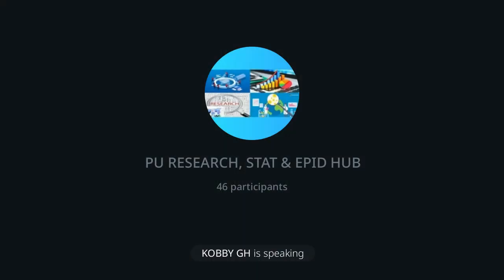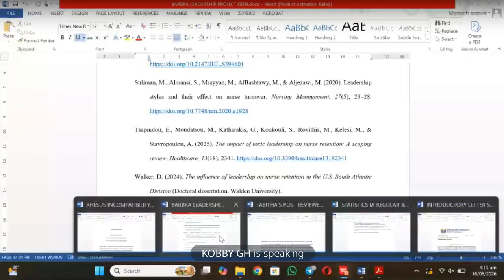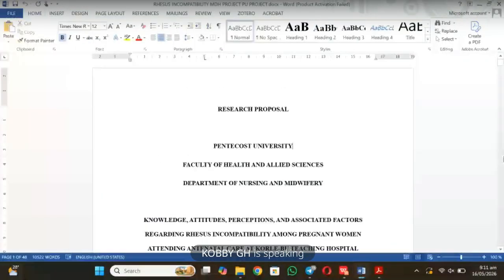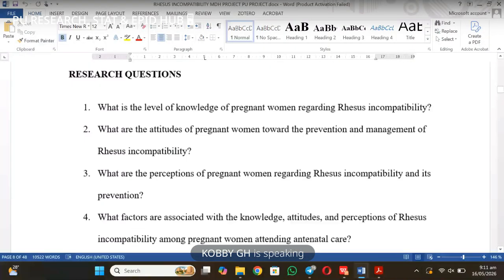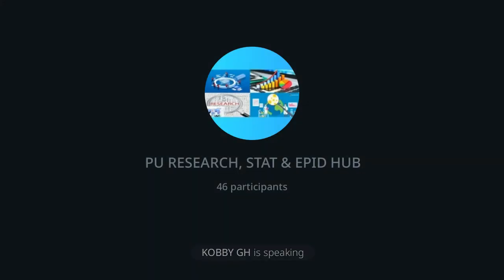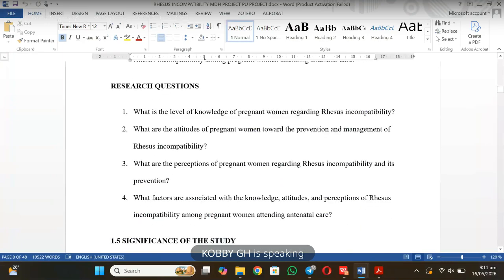Let me open a typical example of someone's work. So in your chapter 1, we have the research questions. So these are the objectives. You see in chapter 1, we have the objectives over here. These are the specific objectives. And then the specific objectives, you change them into research questions. We've done all these things already.